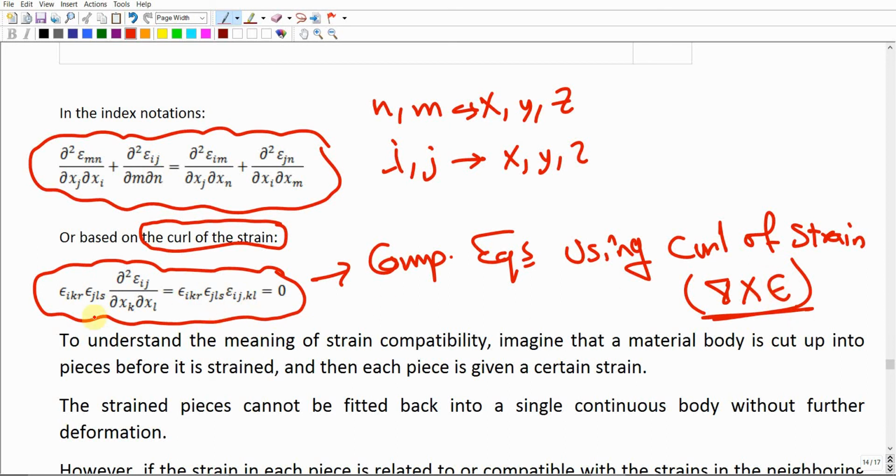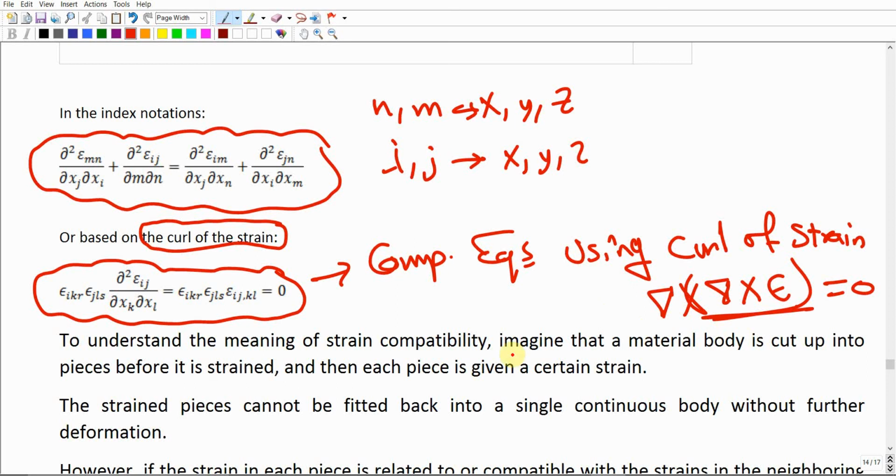We're going to end up with this expression where these 2 epsilons are the permutation parameter, which would be -1 or 1 or 0 depending on the indices. If you use these, we're going to end up with the compatibility condition, and this term definitely should be 0, right? Because this term should be the curl of the curl. I think it is the curl of epsilon, the strain, which is going to be 0. This term is going to be 0.